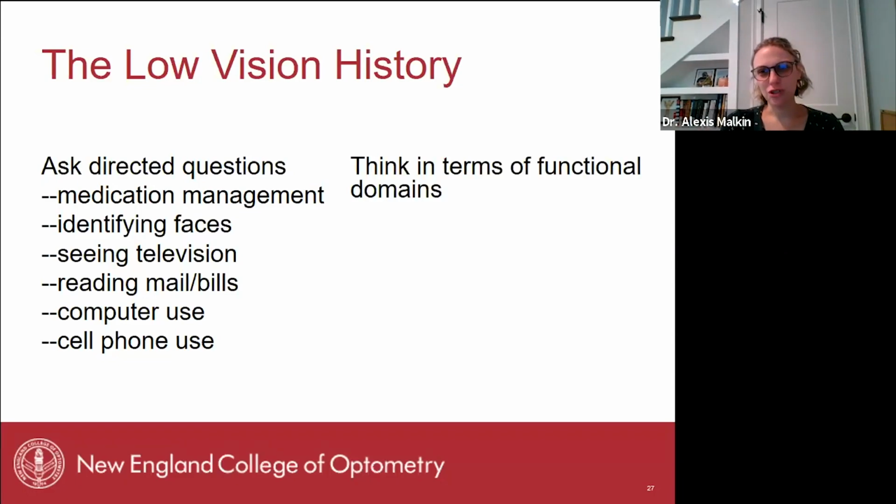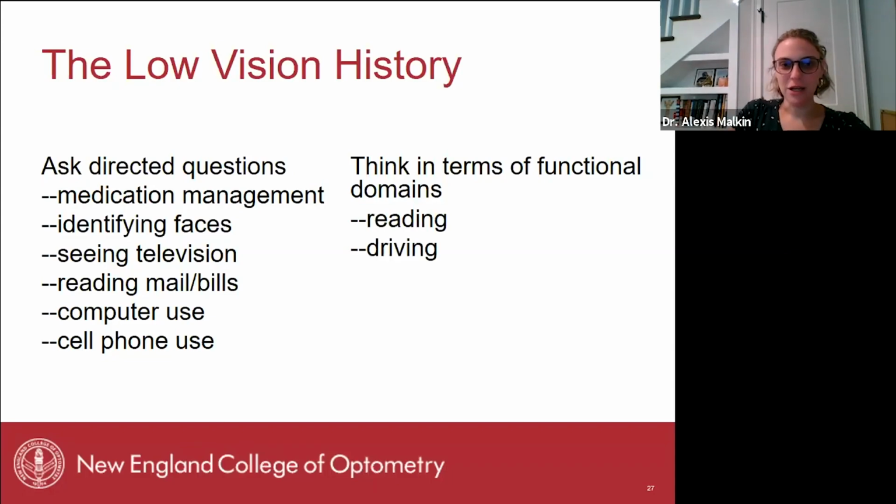And if you don't want to have to remember all the major questions I should be asking, you can think about things in terms of the major functional domains. So the broad categories of types of tasks people will be doing with their vision. So reading, which includes mail and bills. It can include computer and cell phone. Driving, if that's an issue in your population. I ask everybody if they drive, even if I think that their vision is so impaired there's no way. Better to get the information out there.